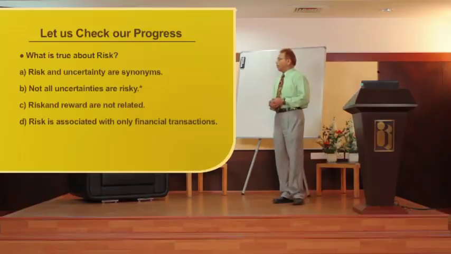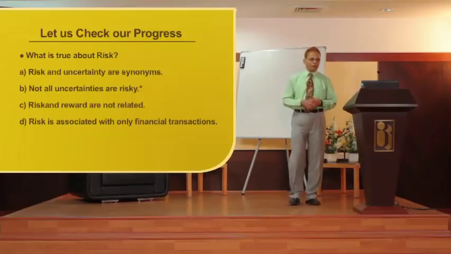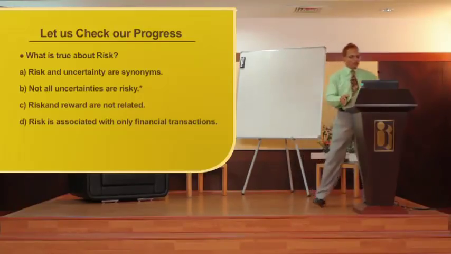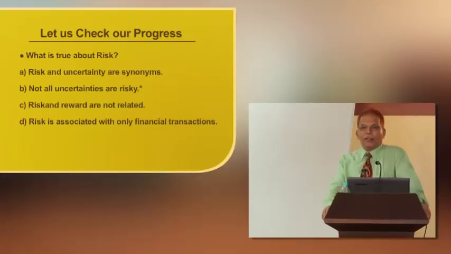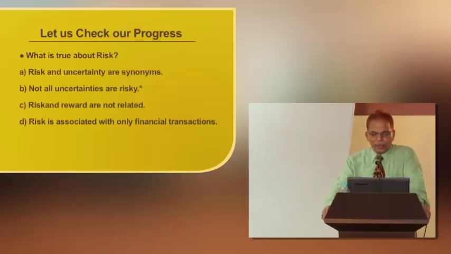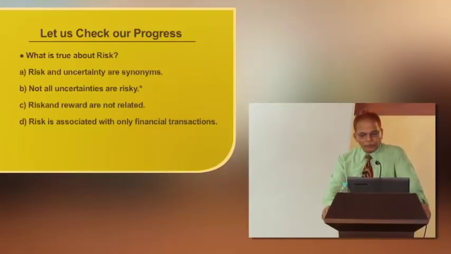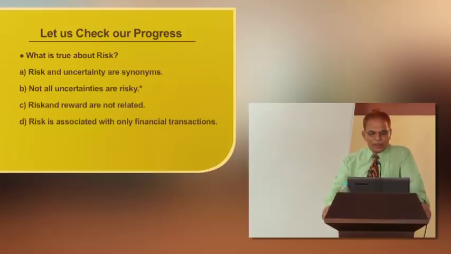The first question is, what is true about risk? There are 4 answers. The first answer is risk and uncertainty are synonymous. We have seen that risk and uncertainty are non-synonymous. This is not the correct answer. Not all uncertainties are risky. Risk and reward are not related. This again is not correct. We have seen that risk and reward are related.